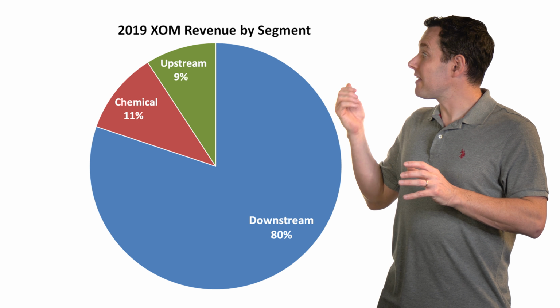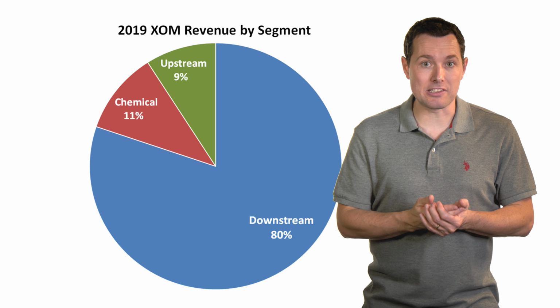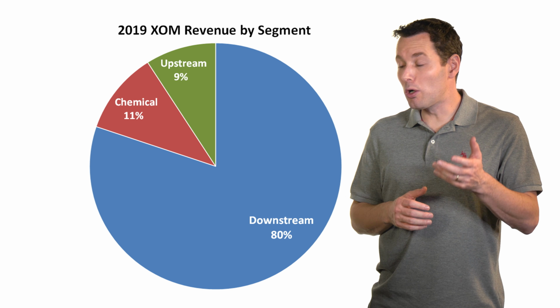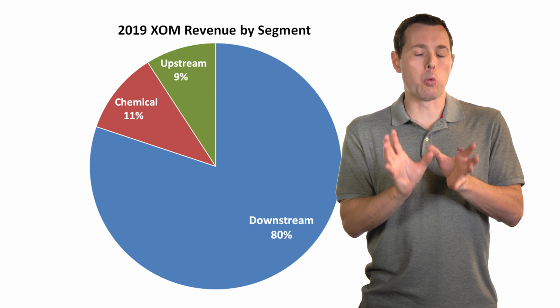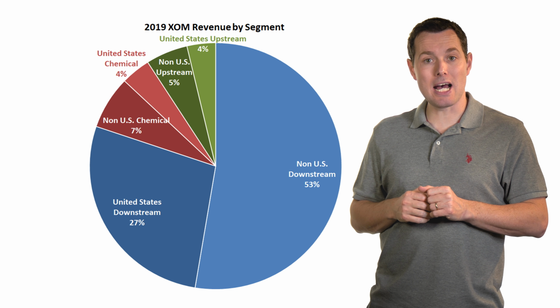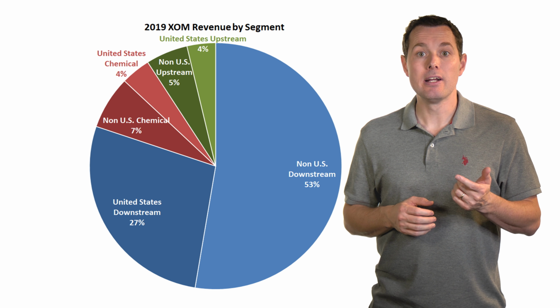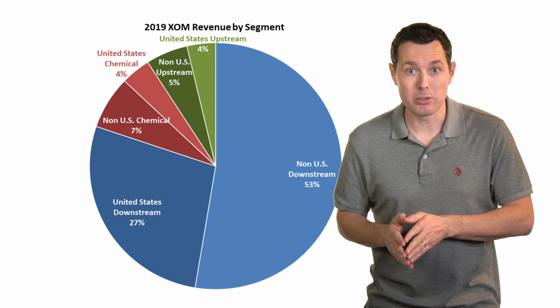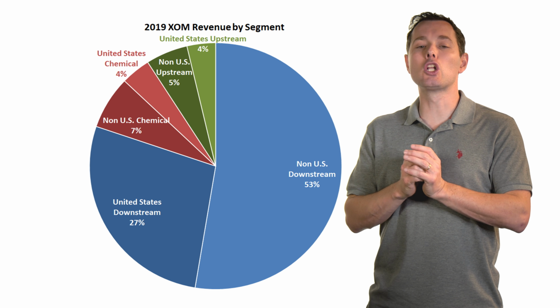So, as we can see, the downstream part of their business dominates their revenue, at least it did in 2019. And in their 2019 annual report, they also publish where in the world they produce this revenue. So we can break these down one more time. And now we can see that each segment is actually dominated by non-US revenue. So once again, this is a very global company.